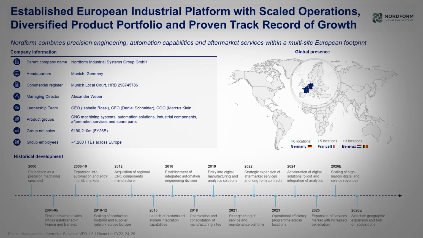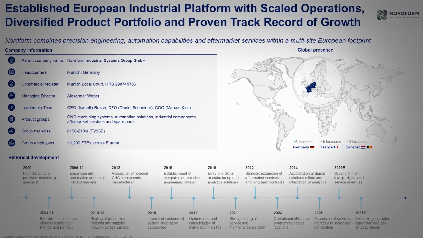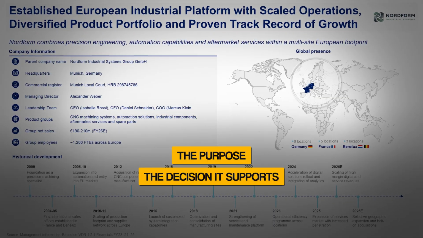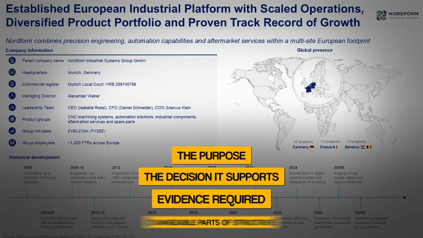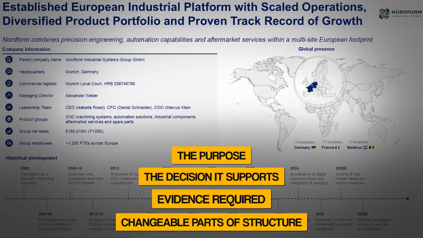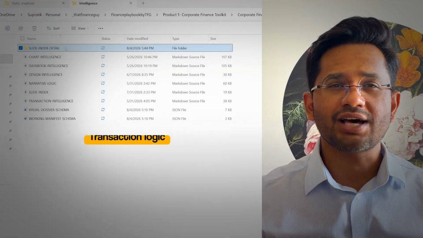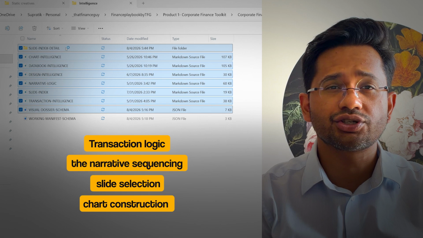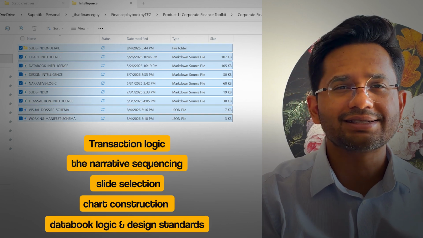Take a company overview slide. The visible page is only the front end of a much larger professional decision. Behind it, the toolkit records why the slide exists, which decision it supports, what evidence is required, and which parts of the structure can change. The intelligence layer covers transaction logic, narrative sequencing, slide selection, chart construction, databook logic, and design standards.